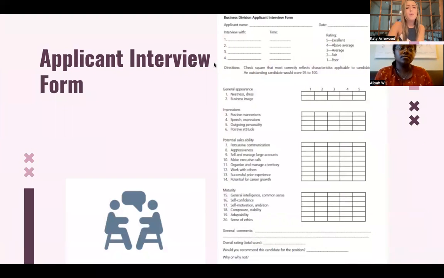So to the right in the diagram, we have an applicant interview form. A written statement of job qualifications should be prepared that is specific enough to guide the selection of new salespeople. These qualifications should be reflected in forms and tests used within the selection process, like this one used here.